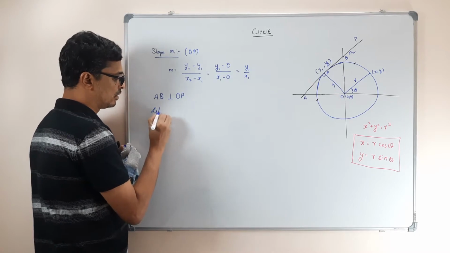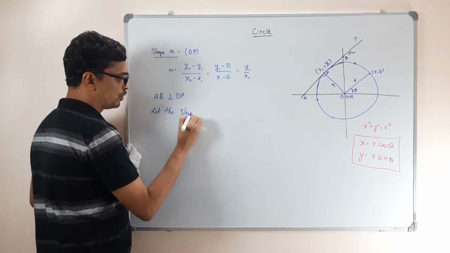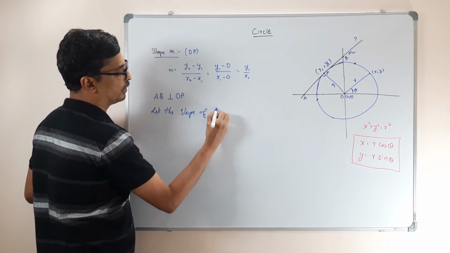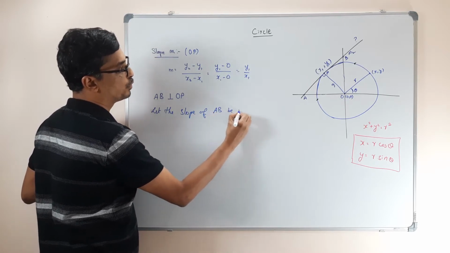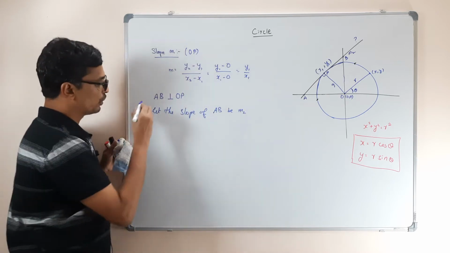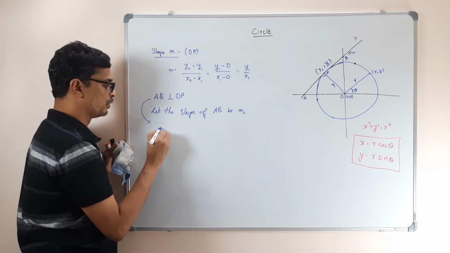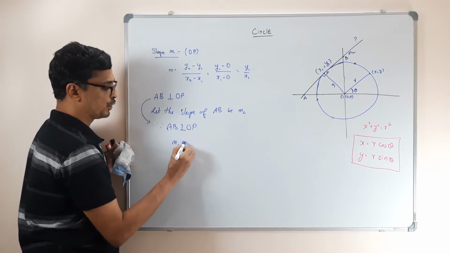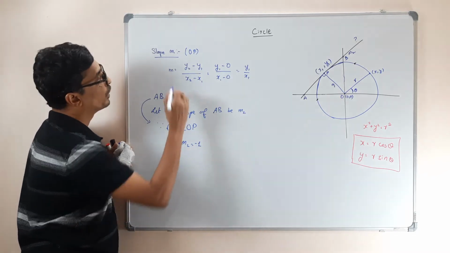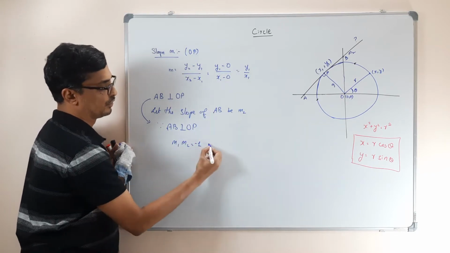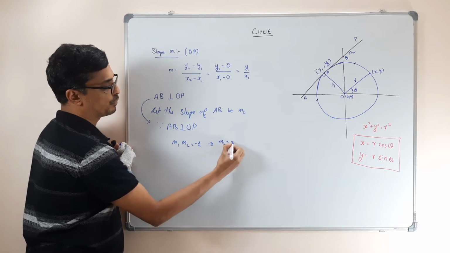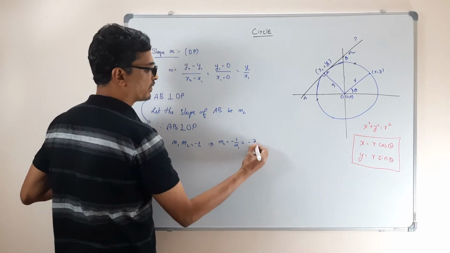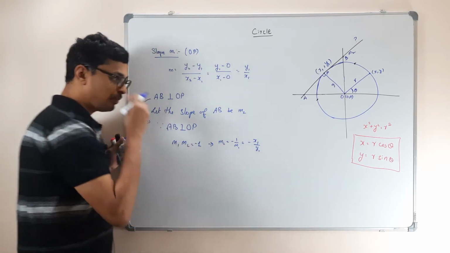Therefore, let the slope of AB be m2, correct? That's what you are given, m2. Now since AB is perpendicular to OP, we have m1 m2 equal to minus 1. So m1 we got, that is, m2 equals minus 1 by m1. That will be how much? Minus x1 by y1. So we got the slope.